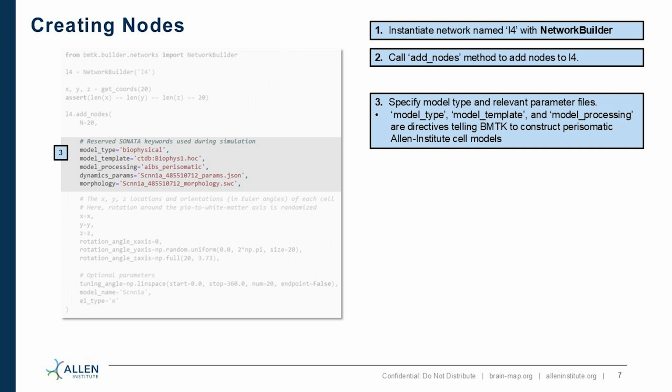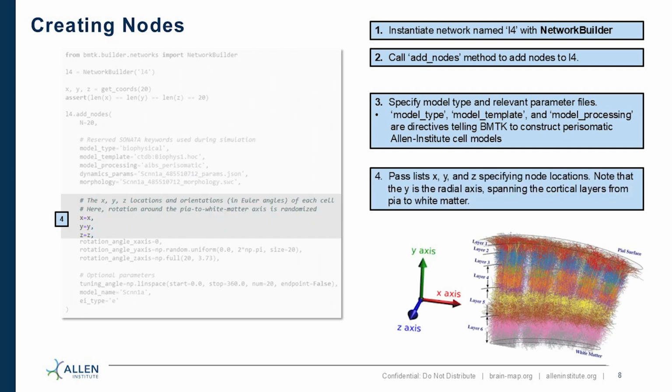There are a number of directives to BMTK that you heard about in the last tutorial. The model type, these are biophysical as before. Model template, the cell types database, biophysical type 1, the HOC file, model processing, dynamics params, and morphology. You've already heard about this. Next, we're going to be applying a rotation to each of these 20 cells. Oh, sorry, before that, we're defining the coordinates.